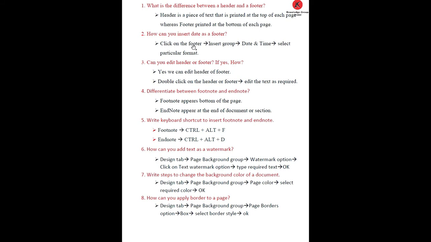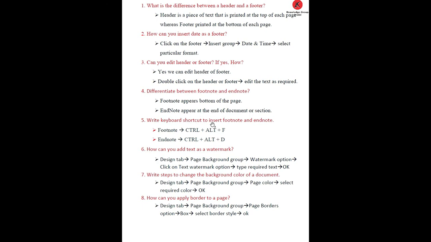How can you insert date as a footer? So click on the footer, go to the Insert group, click on date and time and select this particular format. Can you edit header or footer? If yes, then how? Yes, we can edit header and footer. To edit the header and footer, double click on the header or footer and edit the text as required. This is the shortest way. Differentiate between footnote and endnote. Footnote appears at the bottom of the page and endnote appears at the end of the document or the section.